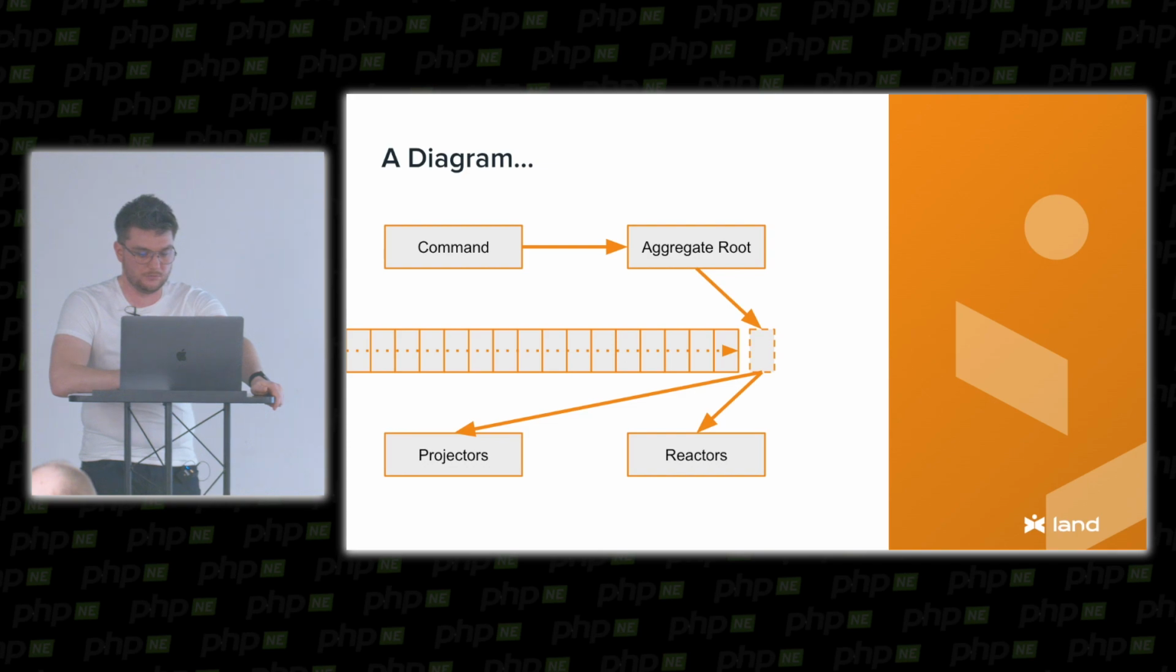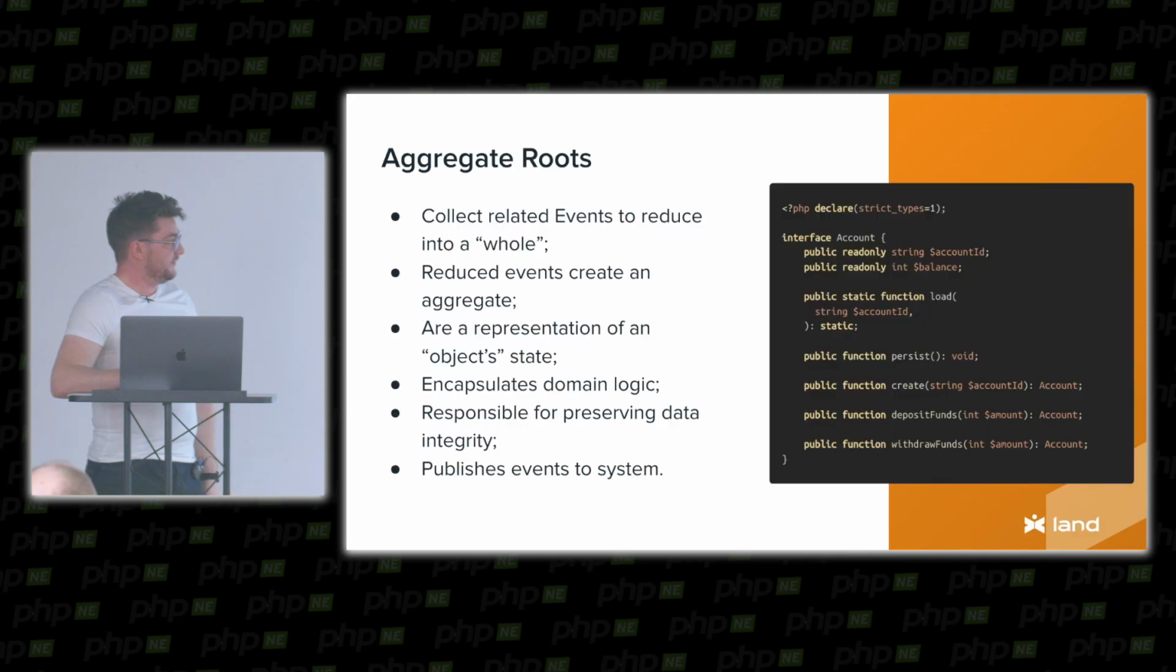So let's look at what aggregate roots are first. That's a loose interface of what an account aggregate root might look like. You've got something to load it out of the event store to begin with. You've got the account ID and the balance, which are read-only because you can't mutate them. You have to put events into the system to do that. You've got a method to persist them, so if you've made changes to it, you can then persist it back into the event store. And then you've got methods to create, deposit funds, and withdraw funds. Fairly basic, looks like a fairly benign service in most systems, really, and they're not particularly special.